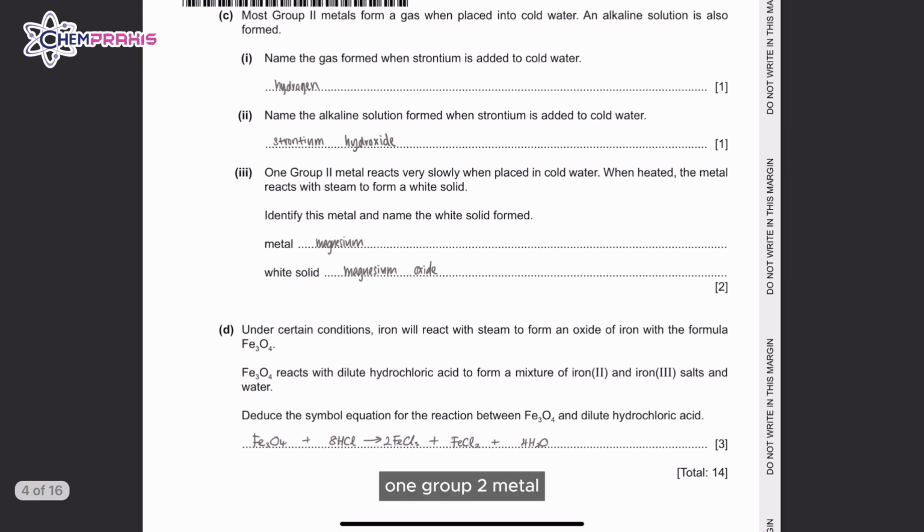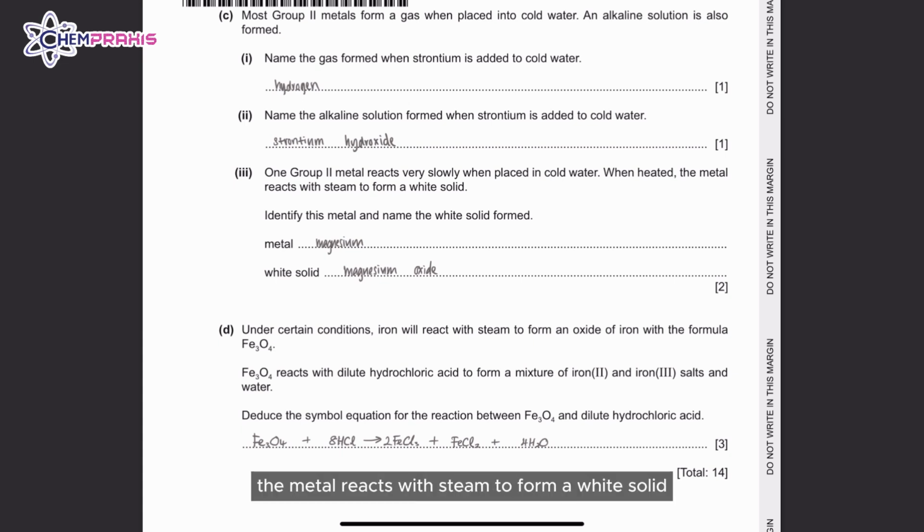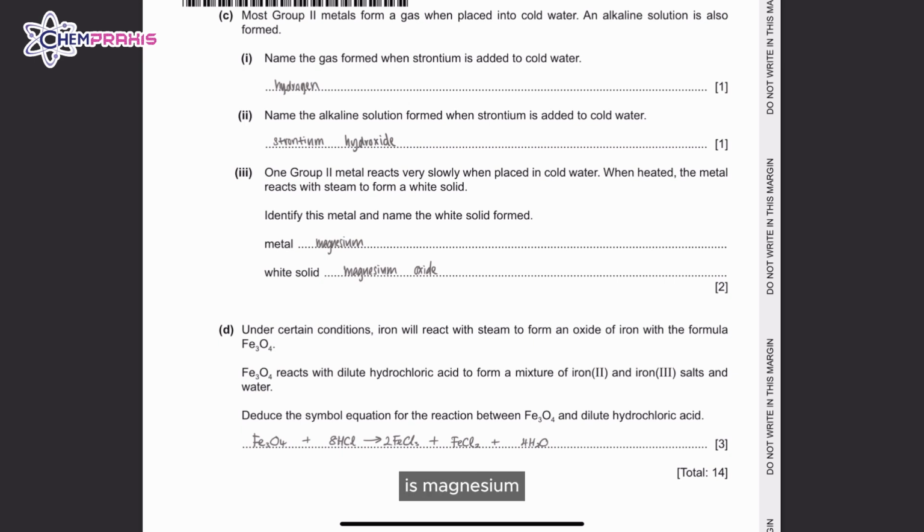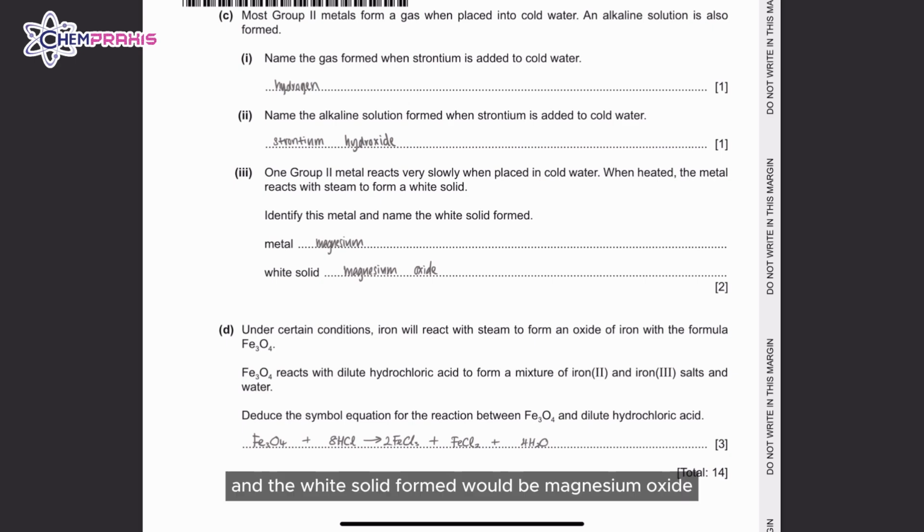One group 2 metal reacts very slowly when placed in cold water. When heated, the metal reacts with steam to form a white solid. Identify this metal and name the white solid formed. The group 2 metal that reacts very slowly when placed in cold water is magnesium, and the white solid formed would be magnesium oxide.